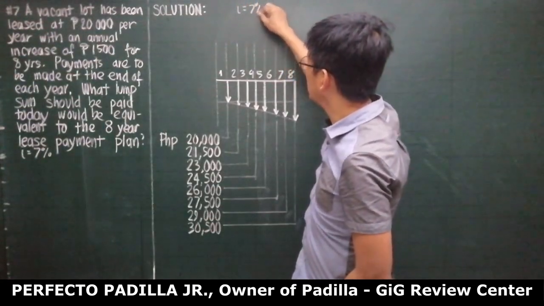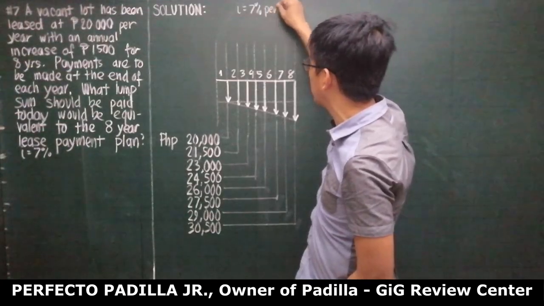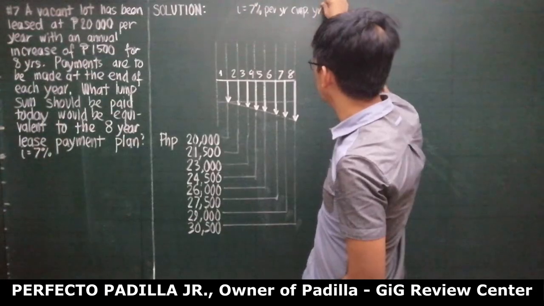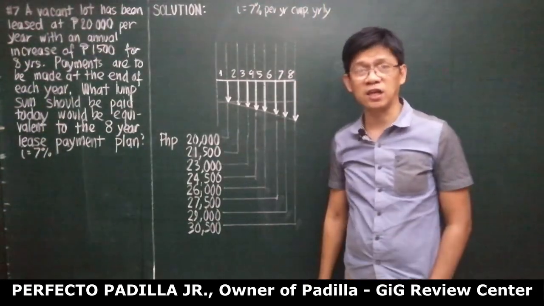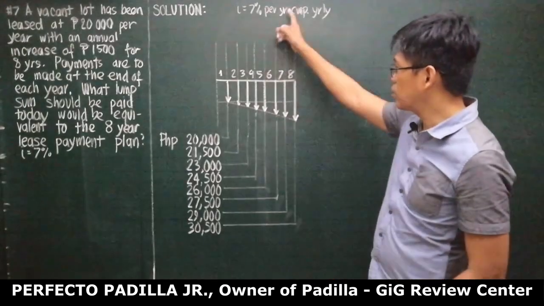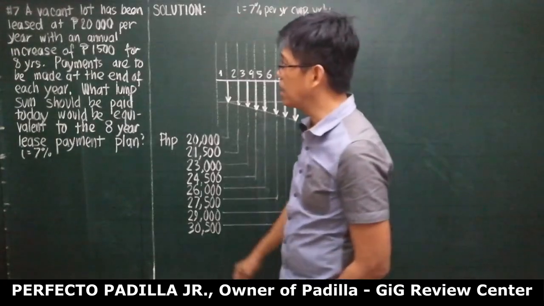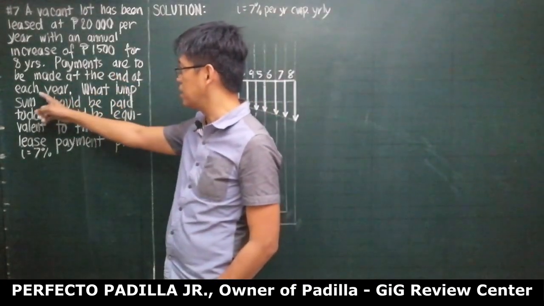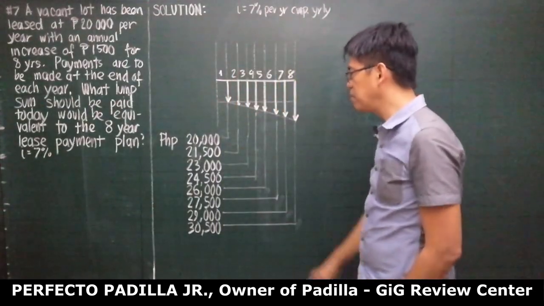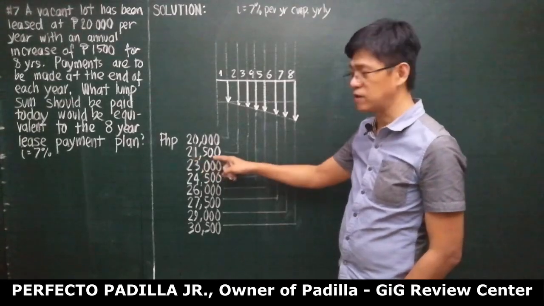Pag hindi binigay yung interest rate or yung unit ng interest, that is understood to be per year compounded yearly, meaning effective annually or yearly. So, that is compatible with this, with the frequency of these payments. They are end of year payments, na? Okay? Now, the first payment is 20,000. The second payment is plus 1,500.